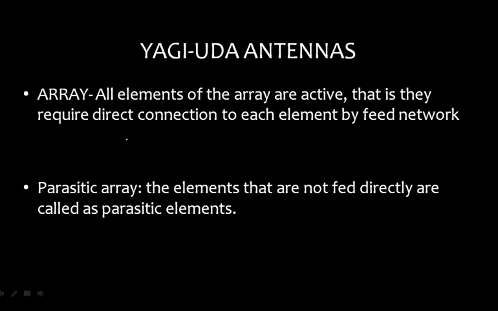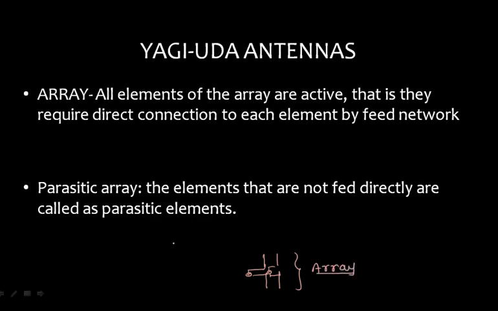So first we must understand what an array is. If I see the definition of an array, all elements of the array are active. That is, they require a direct connection to each element by the feeder network. Suppose I have this element, this is my dipole, and this is my dipole. Say I have a two element array. Here I need to give input to this element and input to this element. So if you are giving input to each and every element, this structure will be called an array.